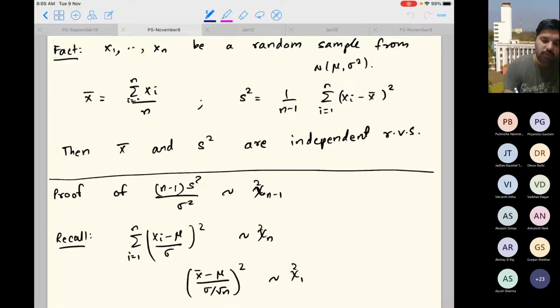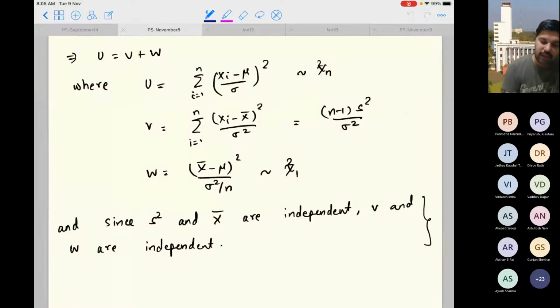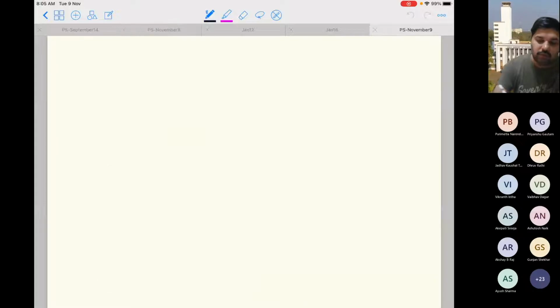And we could prove. So this was an important fact that we had, that X bar and S square are independent of each other. This is something that I have not proved, but if there is time today I will prove it. Otherwise you have to accept it as a fact that X bar and S square are independent random variables. And using this fact, we actually proved that (n minus 1) S square by sigma square follows a chi-square density with n minus 1 degrees of freedom. Okay, so this is what we have done so far.